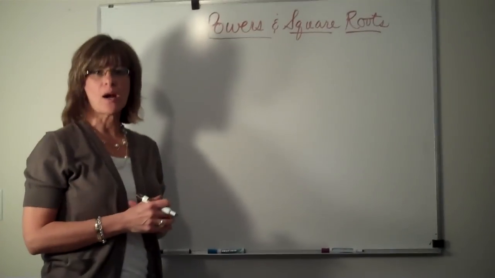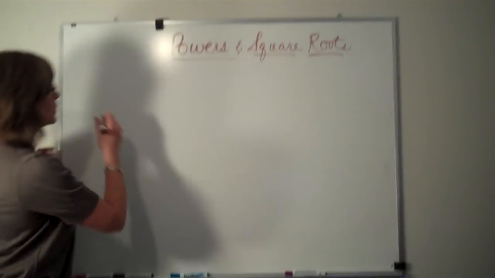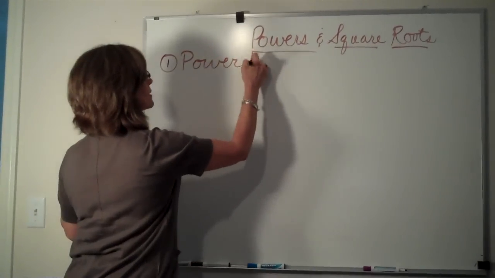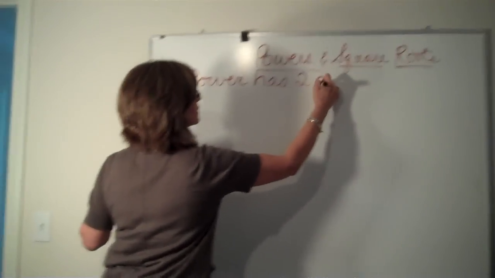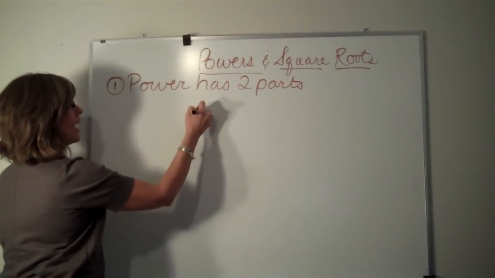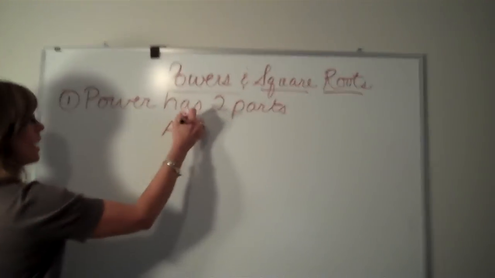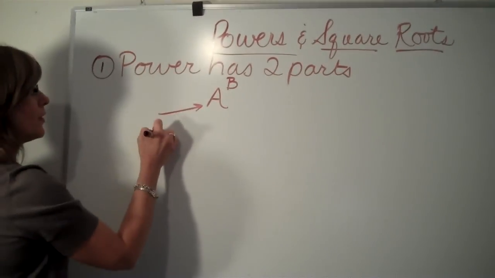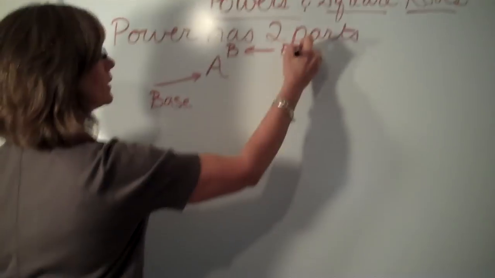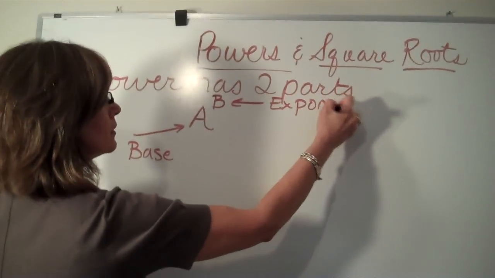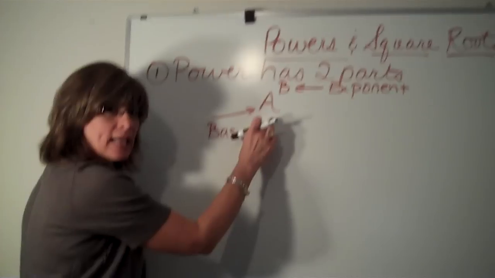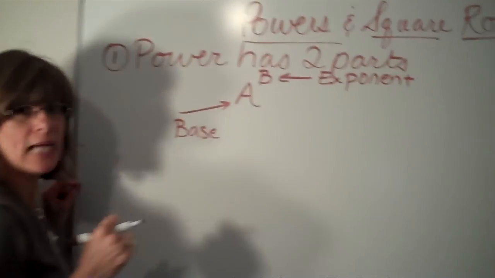Today we're going to learn about powers and square roots. So we're going to start by telling you that a power has two parts. So I'm just going to say a to the b power. A is called the base and b is called the exponent. And what this means is that you're multiplying a by itself b times.